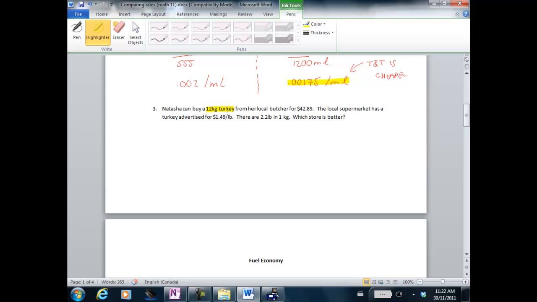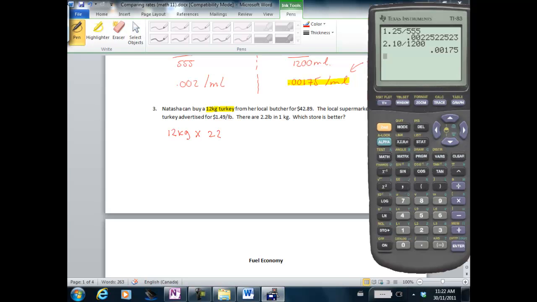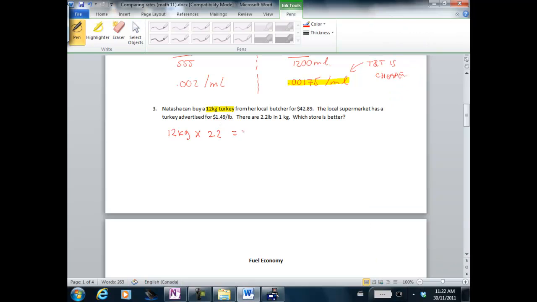Are you going to multiply or divide? Multiply, good. So you go 12 kilograms times 2.2, because I want to know how many pounds that is. So go for it. 12 times 2.2 gives you 26.4 pounds. So this turkey is 26.4 pounds.